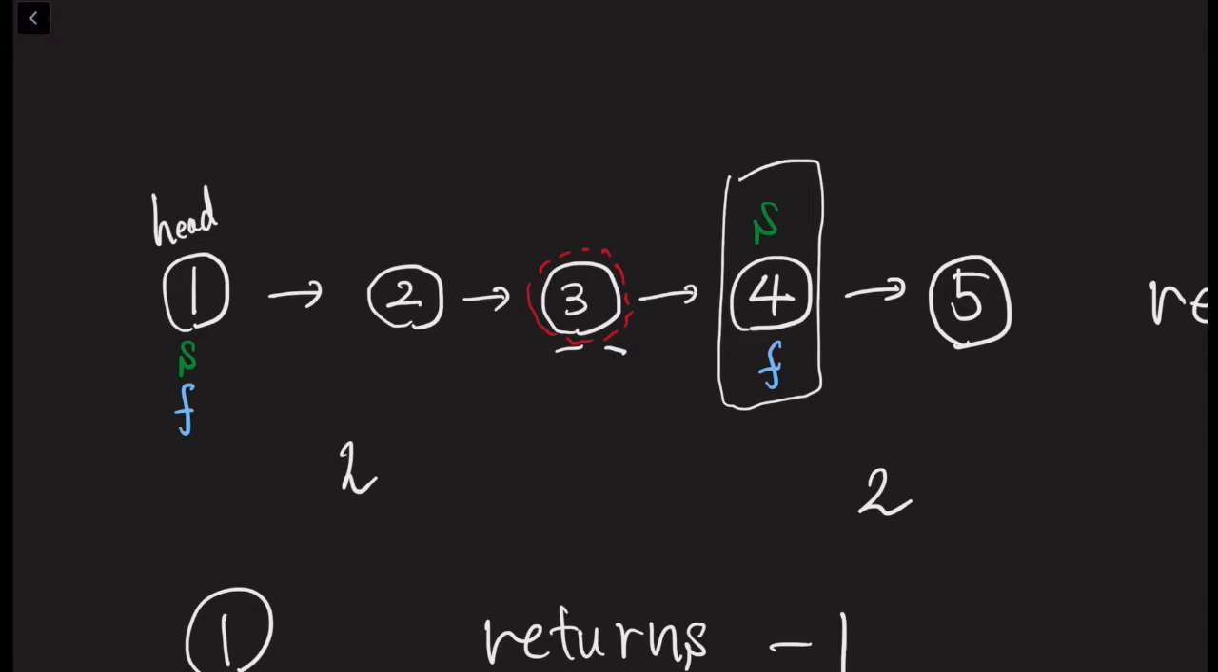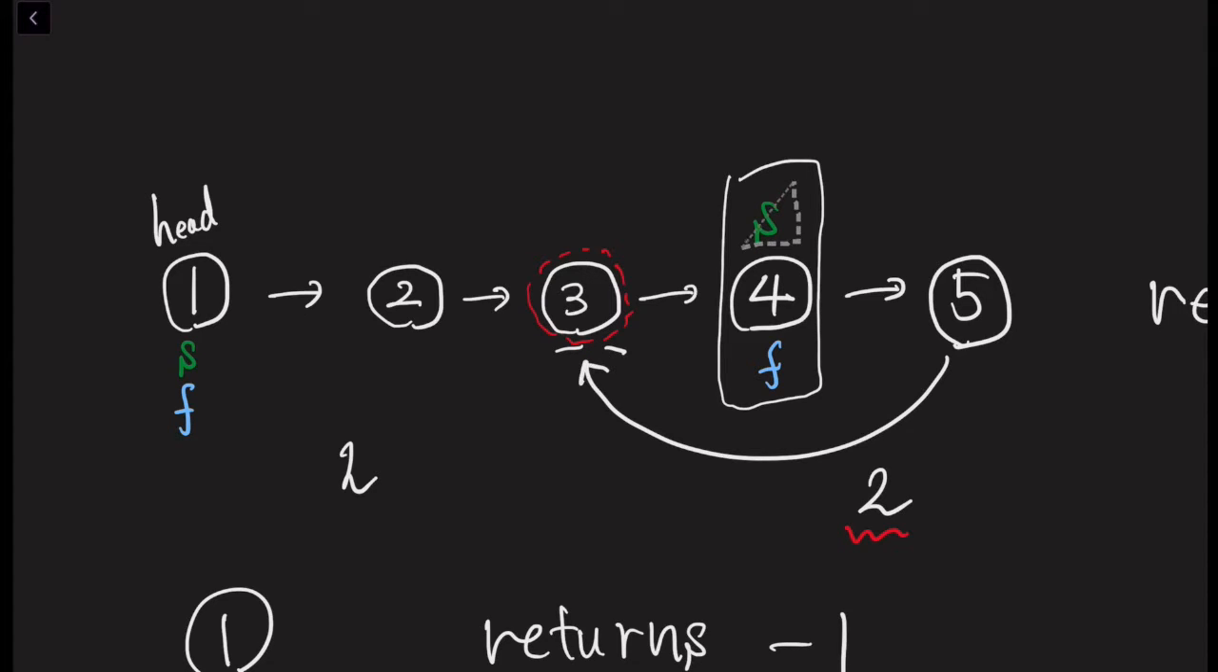Okay, oops, let me fix that. And the distance from where they meet to the intersection is 2, 1 and 2. And the distance from the head to the intersection is also 2, 1 and 2. Okay, so now we know they are the same.